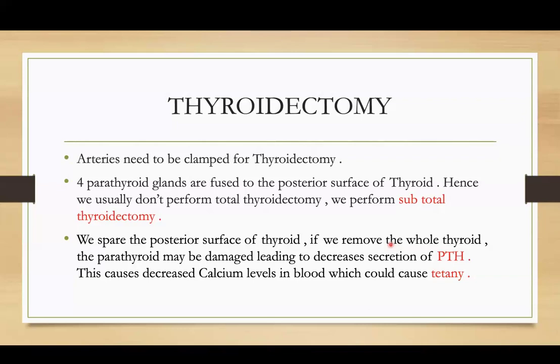So that's why we don't usually cut the whole thyroid off, because the parathyroid is connected to it and we don't want to damage it. So we usually spare the posterior surface because that's where the parathyroid glands are attached to the thyroid into the false capsule.